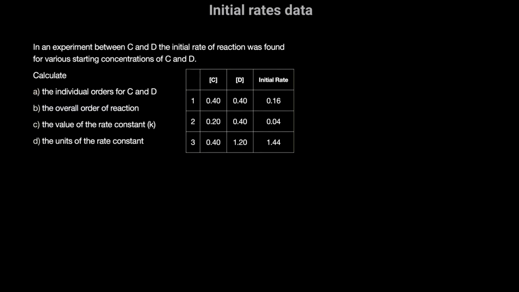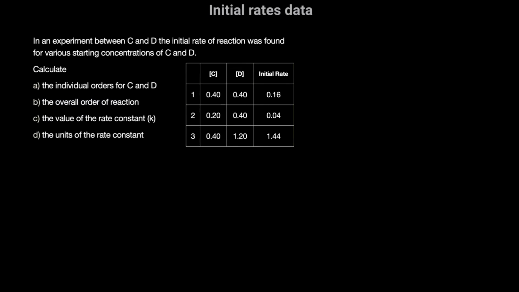So here we have the next example, which says that in an experiment between C and D, the initial rate of reaction was found for various starting concentrations of C and D. Calculate the individual orders for C and D, the overall order of the reaction, the value of the rate constant, and the units of the rate constant. So first we're going to calculate the individual orders for C and D. In order to do that, we're going to start with trying to find the order for reactant C.